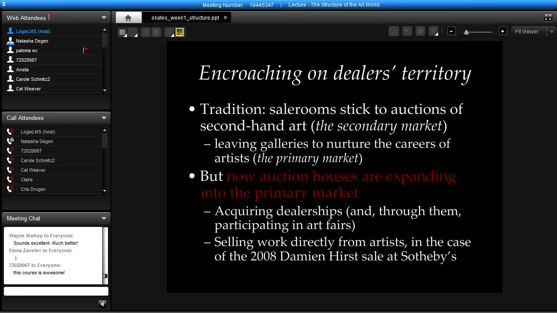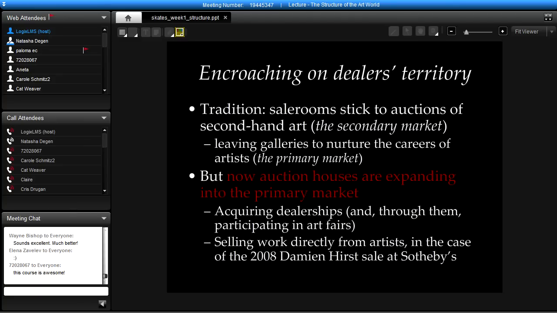Another example is Noortman Master Paintings. So a different field of art. This is not contemporary art, but Old Master and Impressionist paintings, that was acquired by Sotheby's in 2006 and also gave Sotheby's access to art fairs such as the European Fine Art Fair in Maastricht. So obviously, dealers weren't so happy with these developments, as auction houses were basically encroaching on what historically has been their territory.